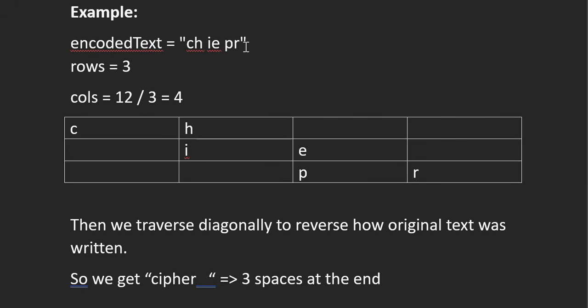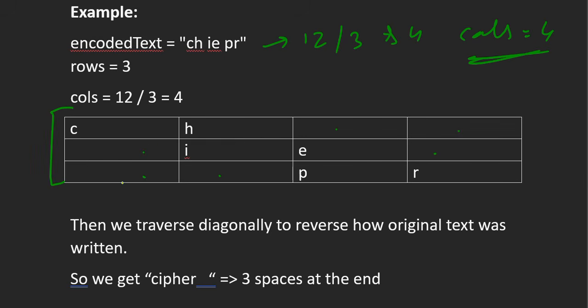So this is our encoded text CHIEPR. The length of this is 12. 12 divided by 3 is 4. So the number of columns is equal to 4. Then we fill it: CH, then 3 spaces, IE, spaces, PR. We have filled it.